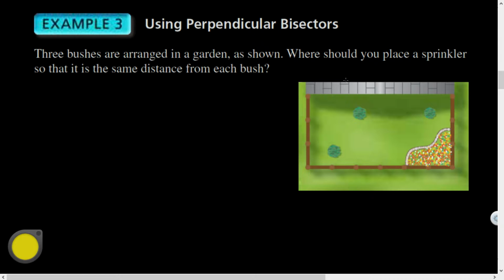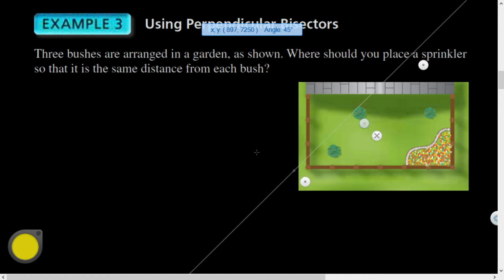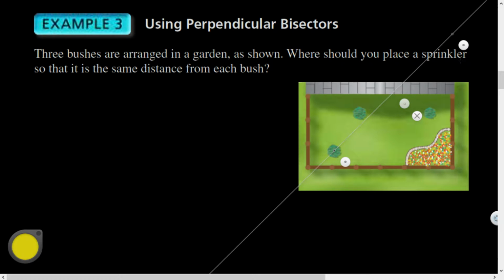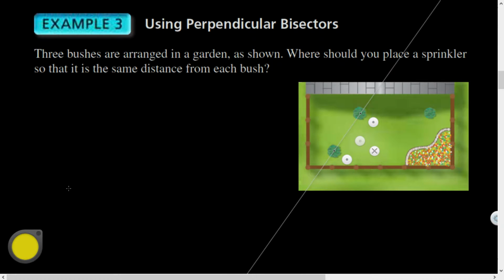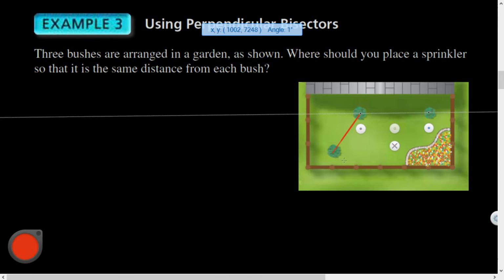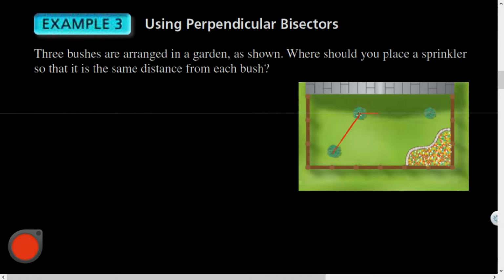Using perpendicular bisectors. Check this out. Three bushes are arranged in a garden as shown. Now check this out. Where should you place a sprinkler so that each bush is equidistant from the sprinkler? So if you imagine, now this is pretty cool. This is a good trick.